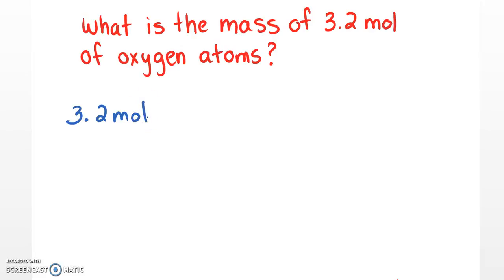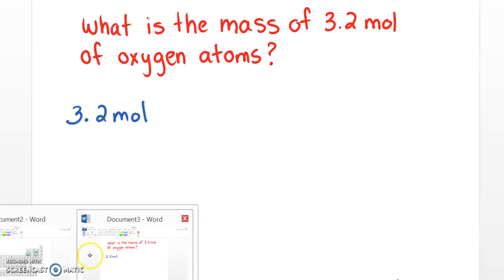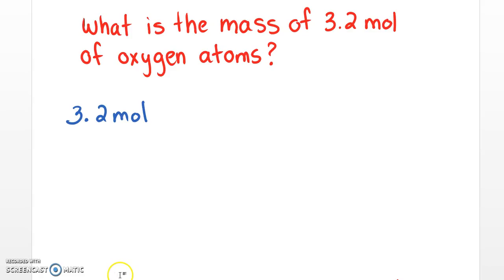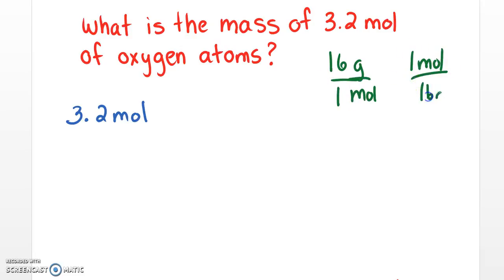What conversion factors can we use? Well, we know the molar mass of oxygen. You just have to go to your periodic table. So oxygen is over here, and you're looking for the number down here, which is 16 grams per mole. You know that the molar mass of oxygen is 16 grams per mole, or you can write it as 16 grams in 1 mole, or you can write it as 1 mole is the same thing as 16 grams.